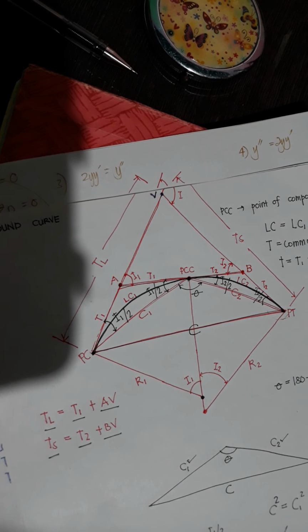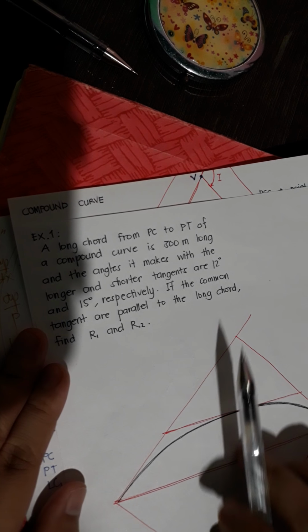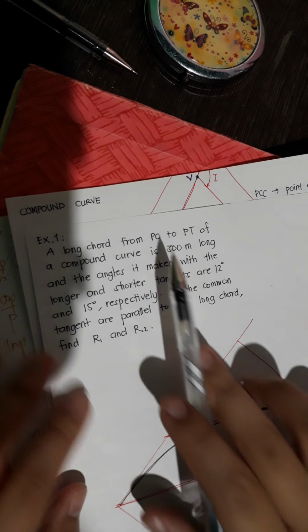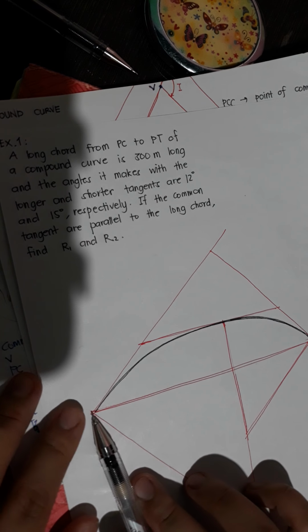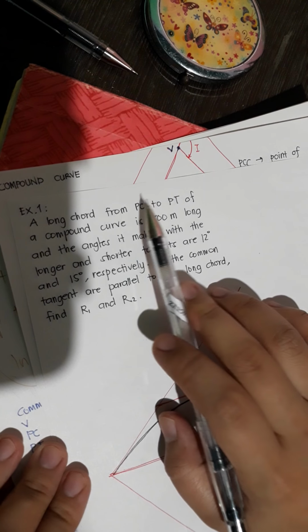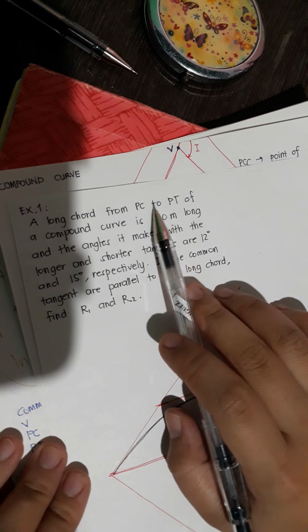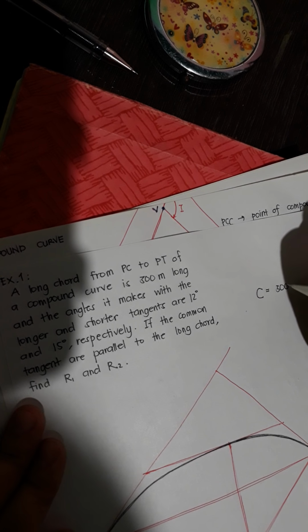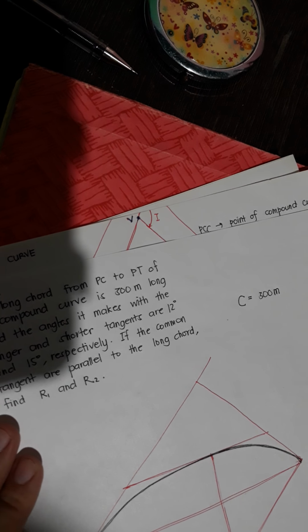So we will start with our first example. The long chord from PC to PT of a compound curve is 300 meters. So let's say this is our whole compound curve. The long chord from PC to PT, that is the long chord C of our whole compound curve, and that is 300 meters.